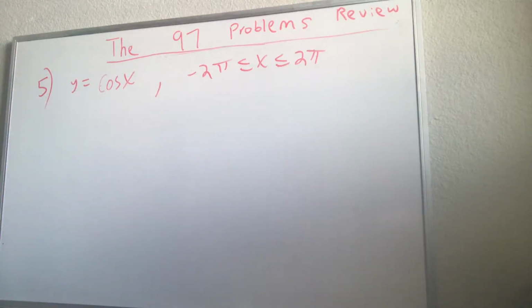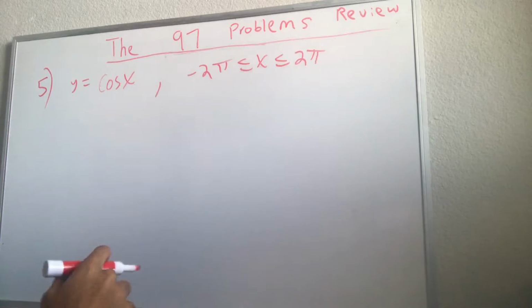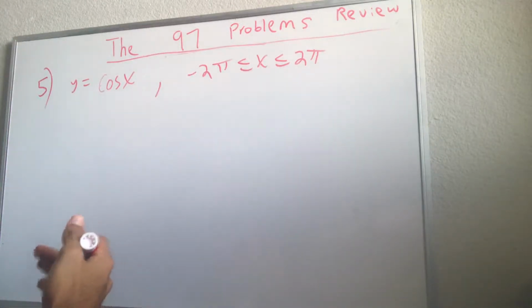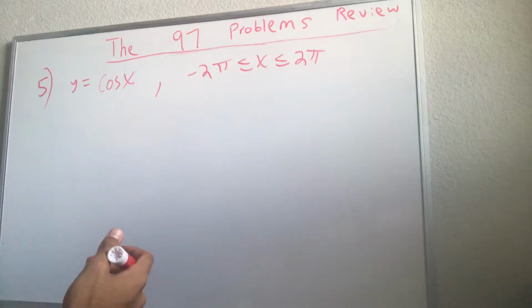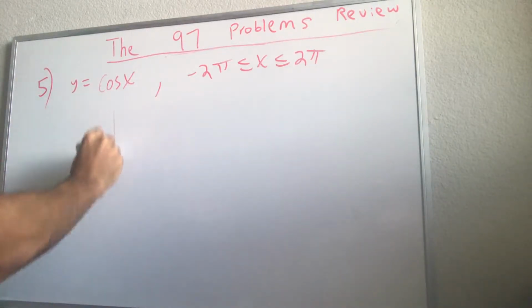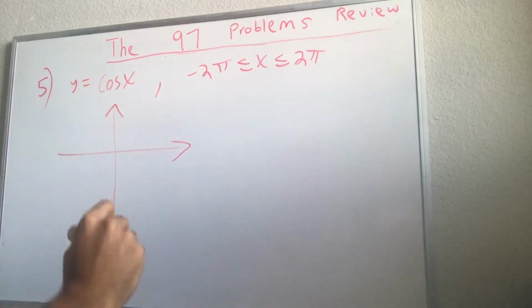So this is problem number 5 here, and it states that graph y is equal to cosine of x. And again, our domain is restricted in this interval here, so negative 2 pi is again the lowest possible value, and 2 pi is the greatest possible value that we're looking at. So when we graph this trigonometric function, we have our x-axis here, y-axis here.